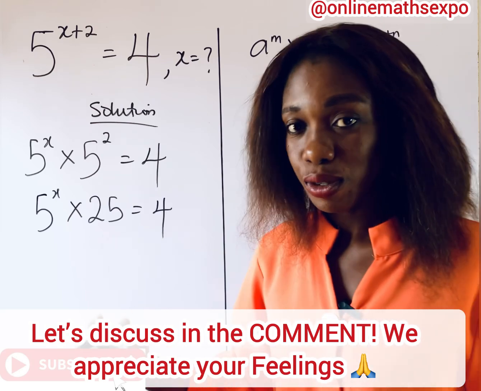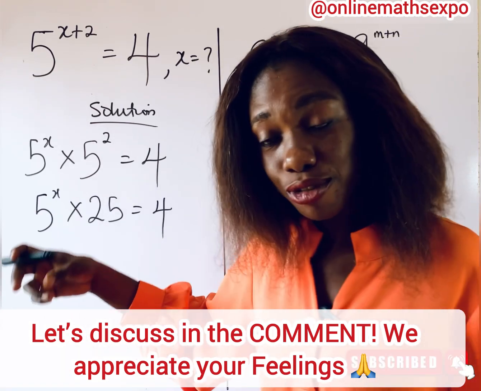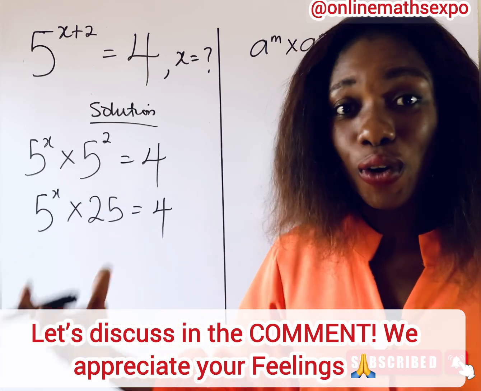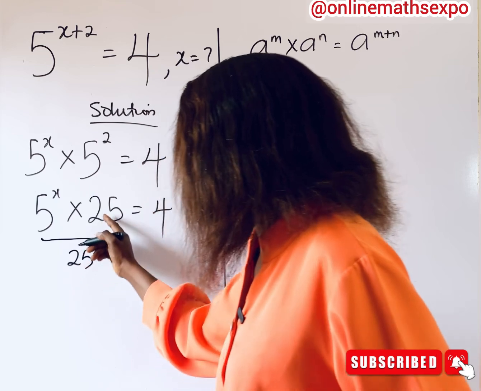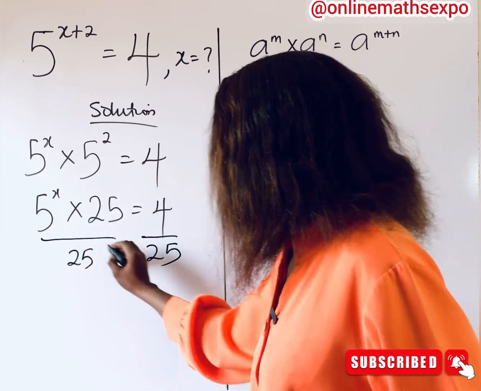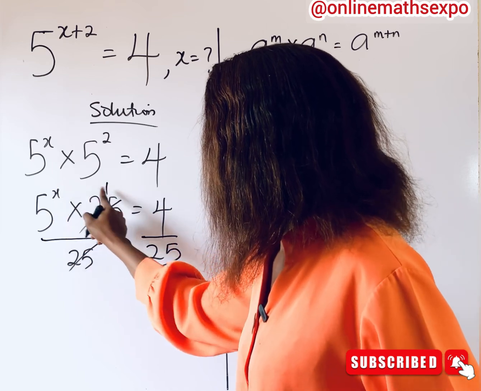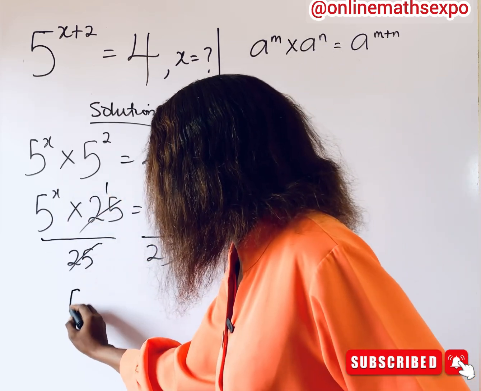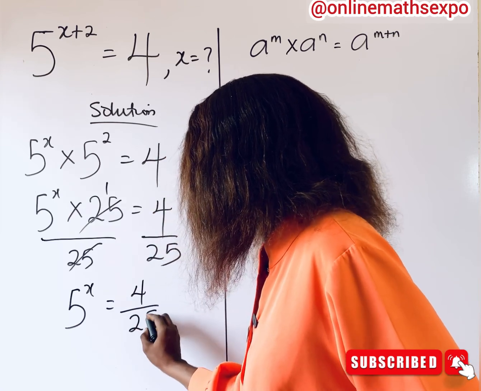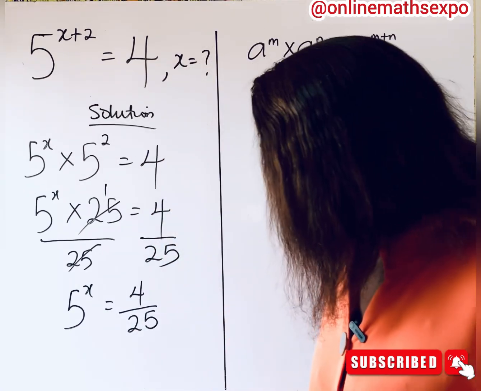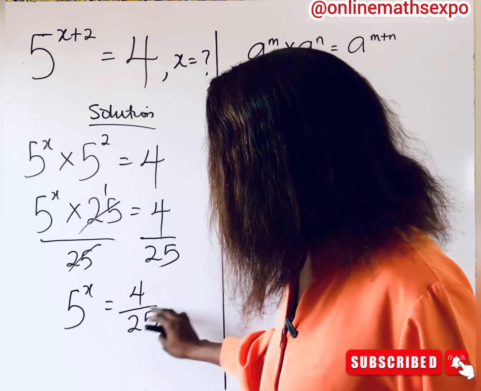Now our target is to find x. And because of this multiplication, you have to take the reverse of it, which is to divide. So we're going to divide this by 25 to remove it, okay? So we divide by 25. And if you do that, here is 1. 5 to the power of x times 1 will give us 5 to the power of x is equal to 4 all over 25.